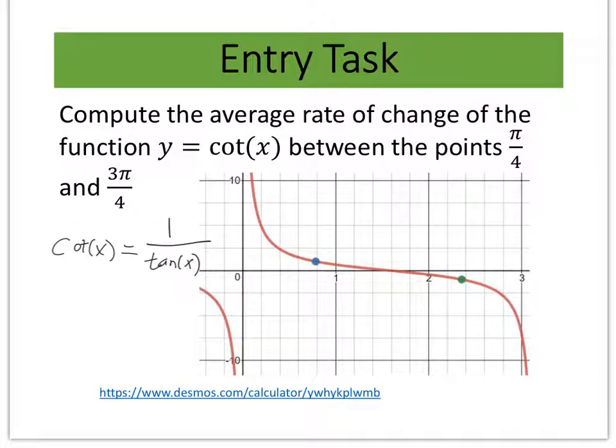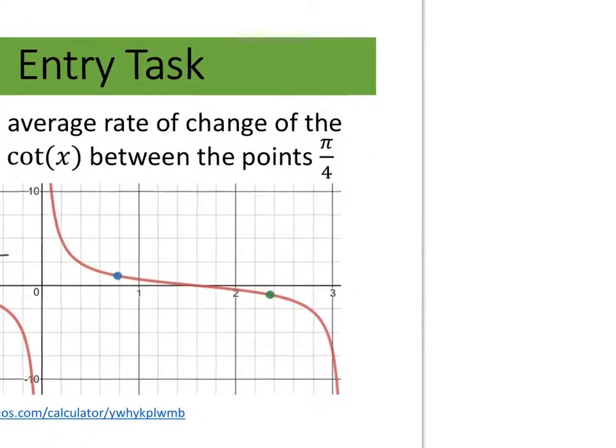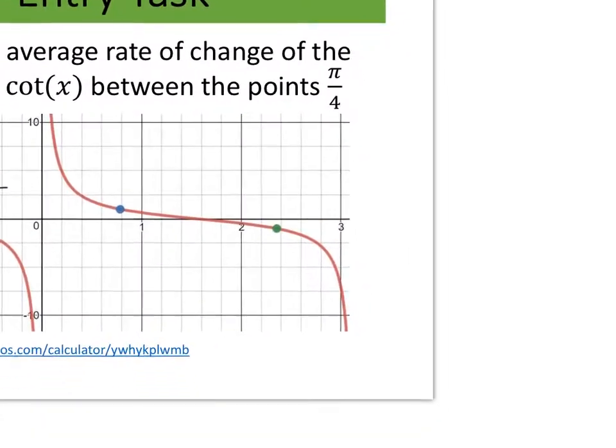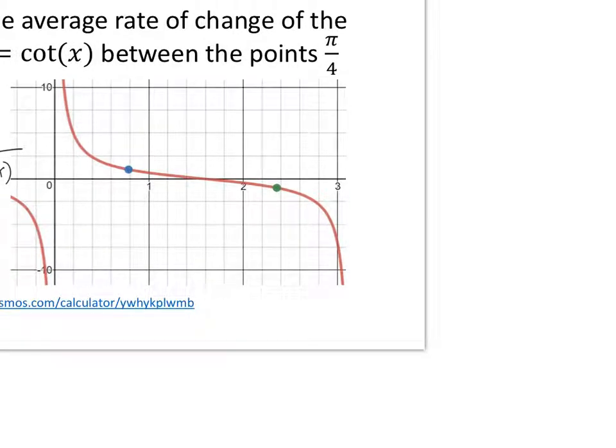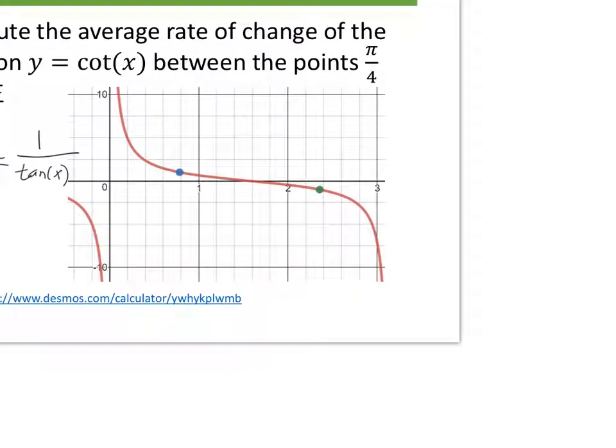So by this point, you should have attempted this problem for about 5 minutes. Let me go ahead and show you what I would do for this problem. I'll try and keep the picture and everything on the page. So we've got y equals cotangent between the points pi over 4 and 3 pi over 4. So this is obviously going to be pi over 4, and this is 3 pi over 4.